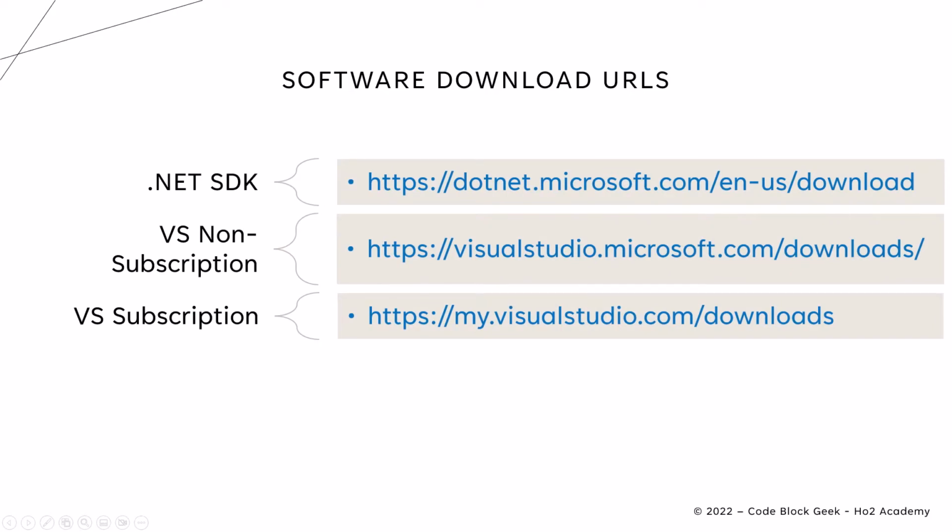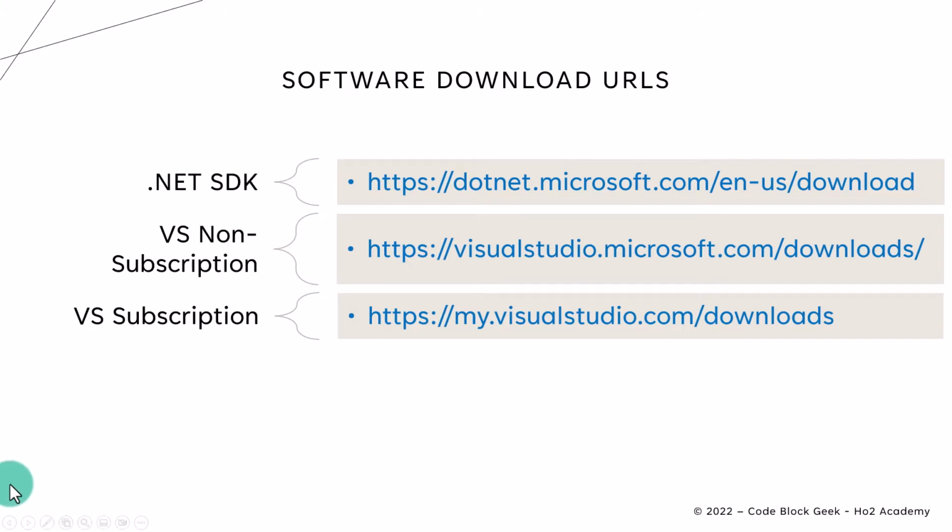Here are the website links that you can download the required software from. The first URL is for .NET SDK. If you don't have a Visual Studio subscription, you can use the second link to download Visual Studio. The third link is for individuals who already have a Visual Studio subscription or want to pay for a Visual Studio subscription. You can download the Visual Studio IDE using the third link.